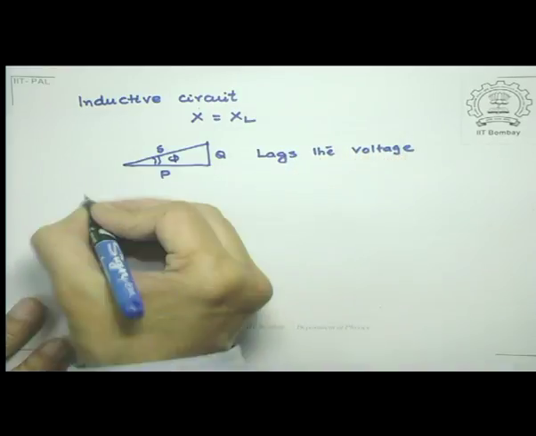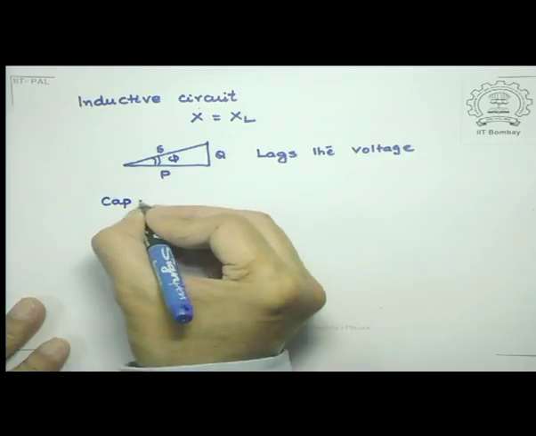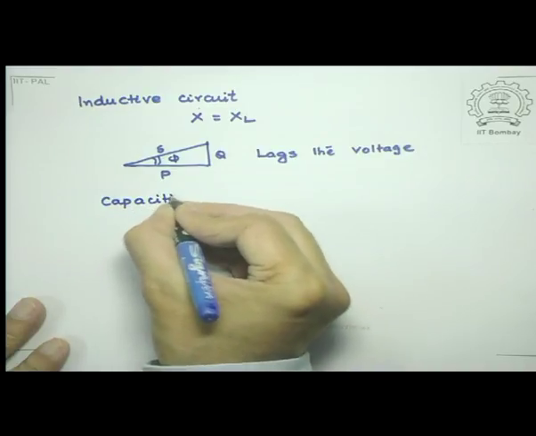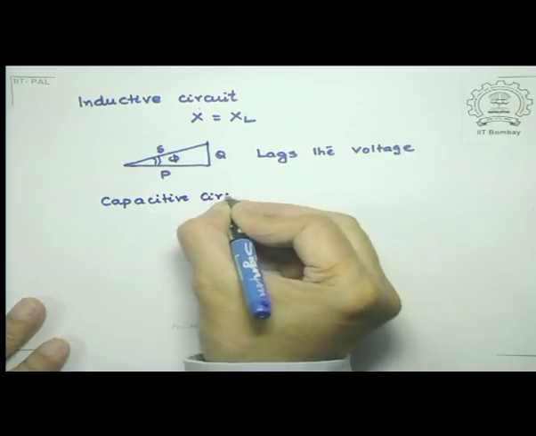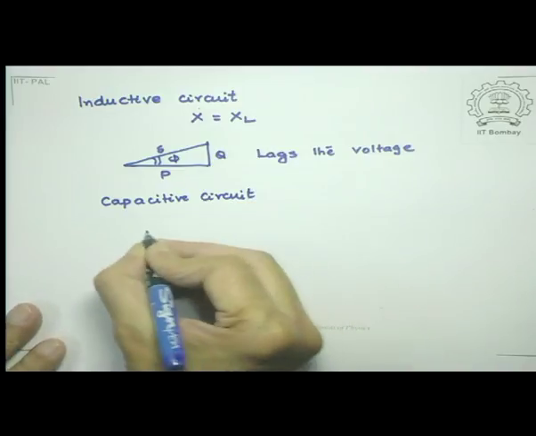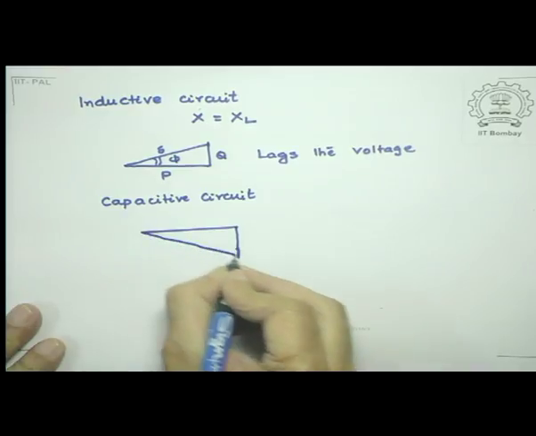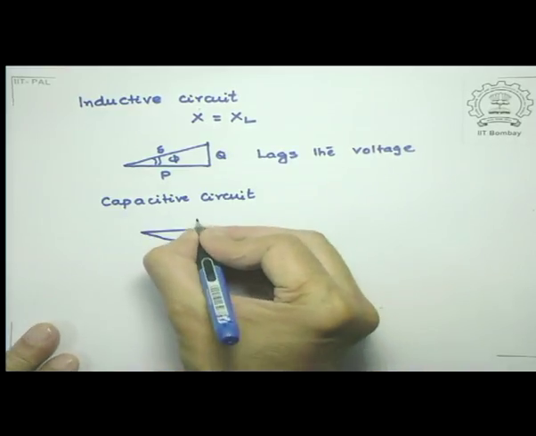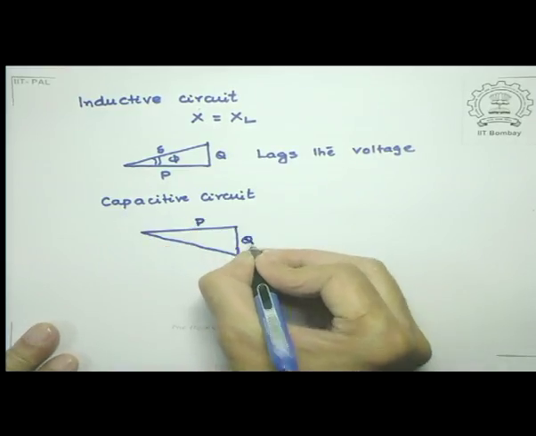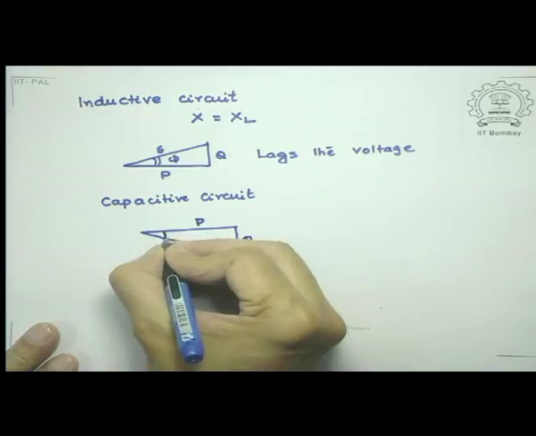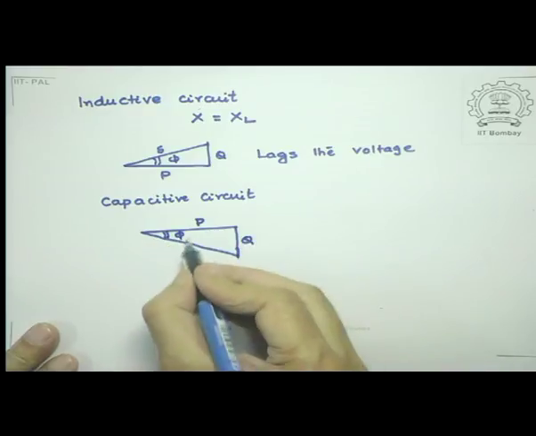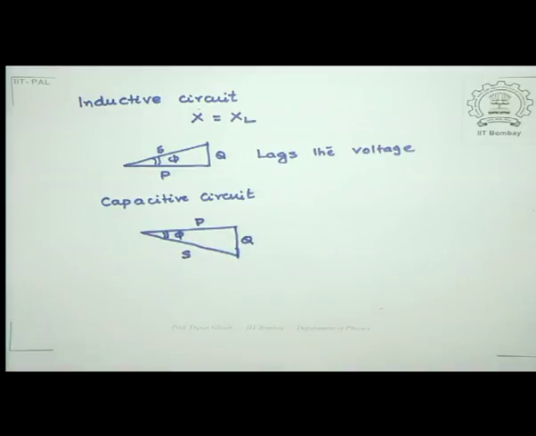And in the capacitive case, this triangle will simply become slightly different, and that is the way I would do it, with this becoming equal to P, this becoming equal to Q, and this becoming equal to S, and this angle is phi. And as you can see, the current which is along the direction of P actually leads the voltage.